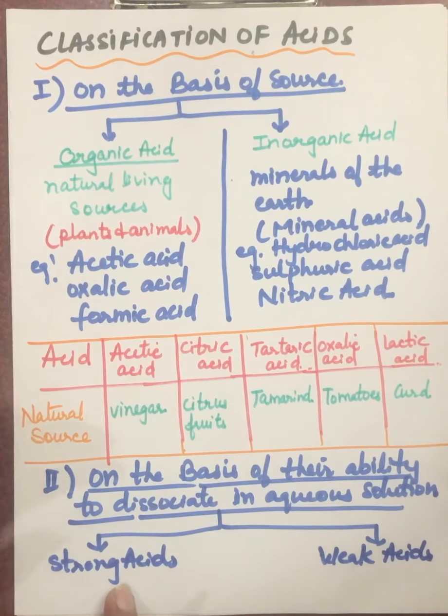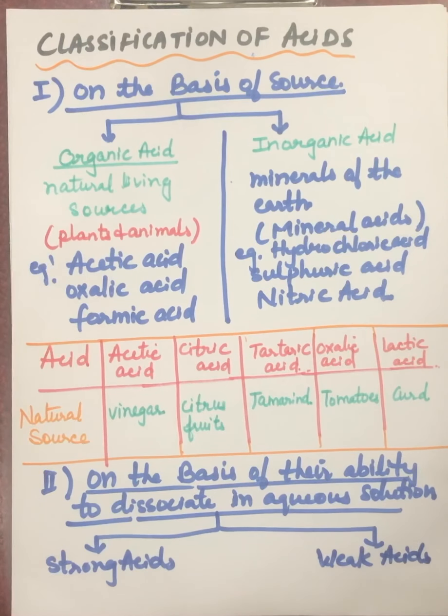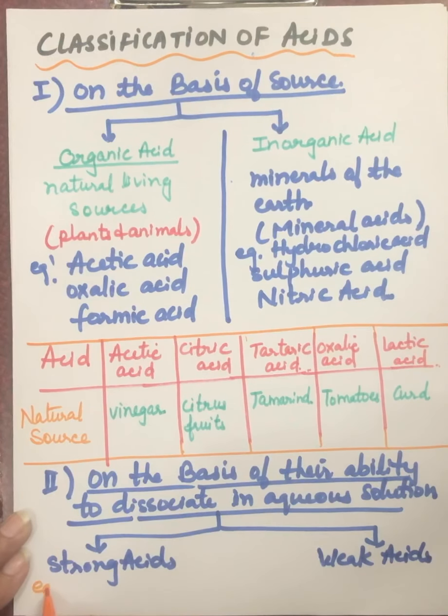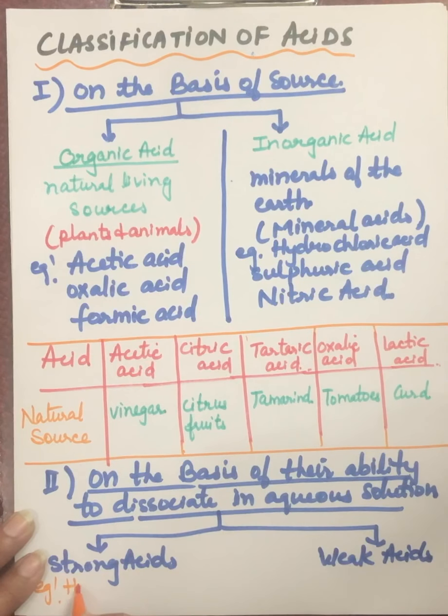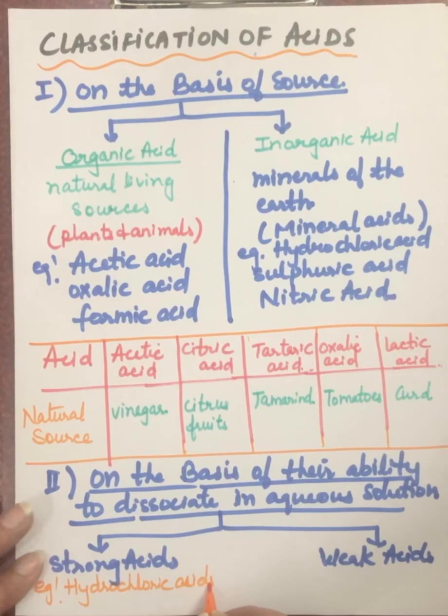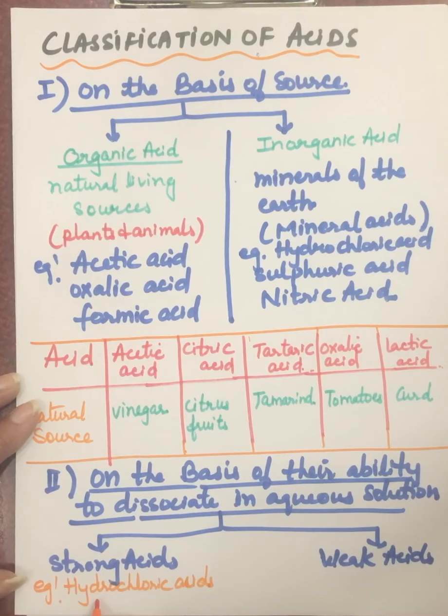Now again, from the name itself it is clear, strong acids are acids which dissociate completely. They completely dissociate in aqueous solution to give out H plus ions. Examples of strong acids are mostly all these inorganic acids: hydrochloric acid, sulfuric acid, nitric acid. All these are examples of strong acids. Except for one mineral acid, that is carbonic acid, all other mineral acids are strong acids.